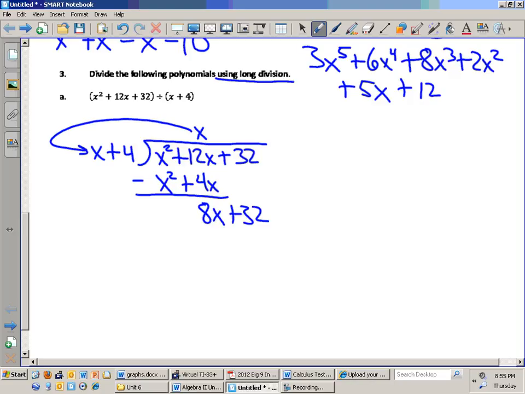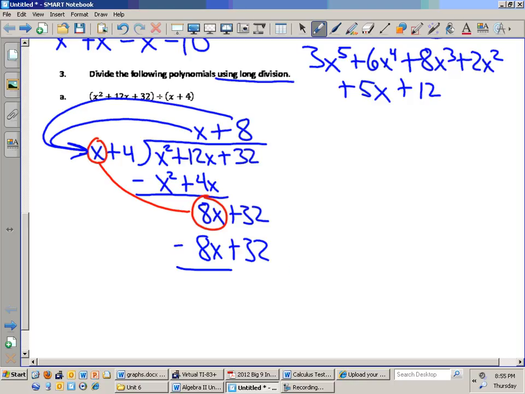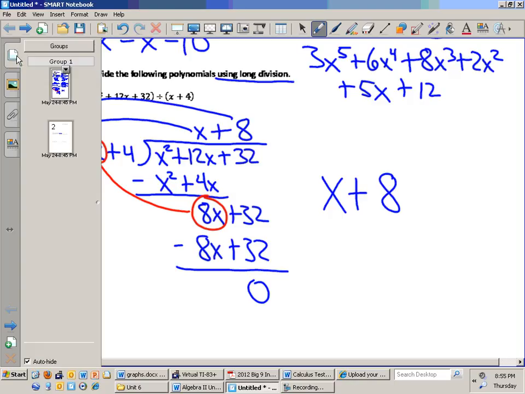Drop down to 32. What do I multiply x by to get this? And the answer is 8. Put 8 above that 32 because they are constants. Multiply that 8 back through, and you get 8x plus 32. Subtract, and you get 0. So my final answer is x plus 8, no remainder. You flip it over.